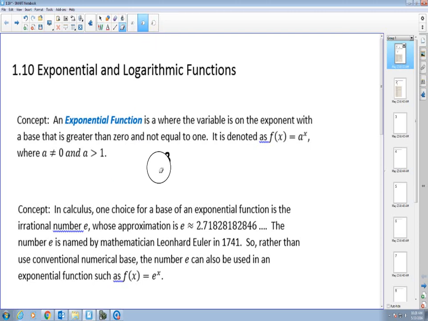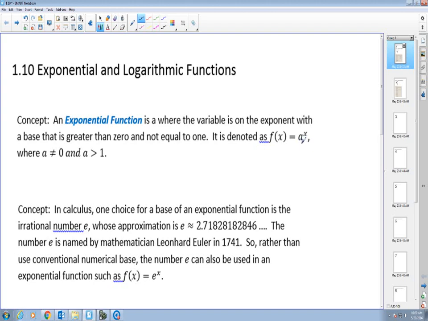And we will denote our exponential function as f of x equal to a to the x power, where a is our base, not equal to 1 and bigger than 0. Alright, so I can use any positive number for my base.